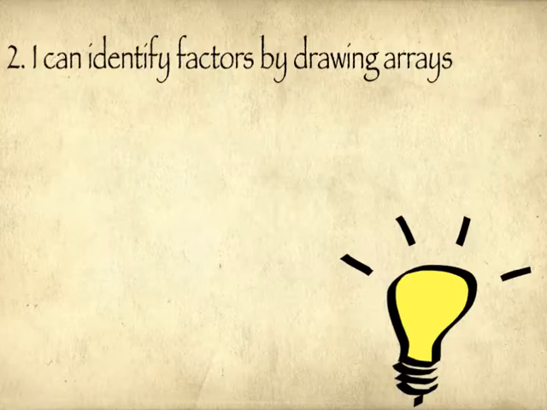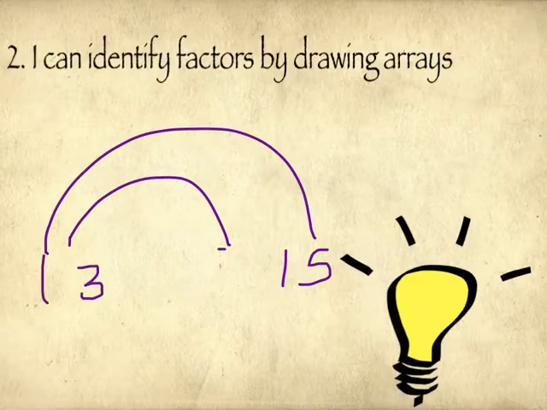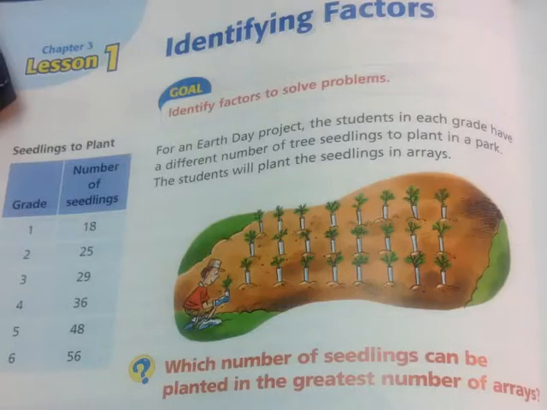We've done a lot of factoring so far using factor rainbows. That's when you do it like this. 1 and 15, there's no 2, so we go to 3 and 5, no 4 and 6. That's a factor rainbow for 15. We're going to look at another way today, which is using arrays.